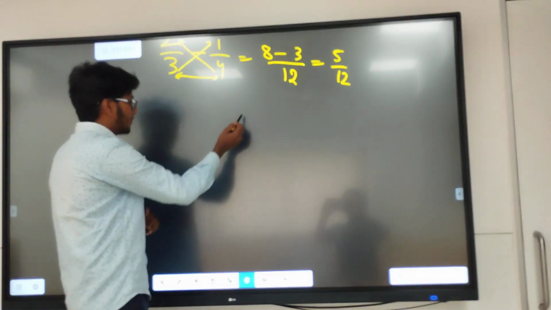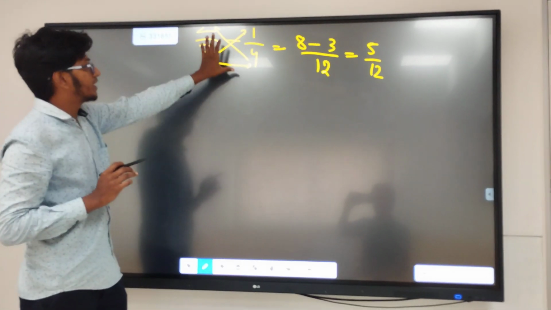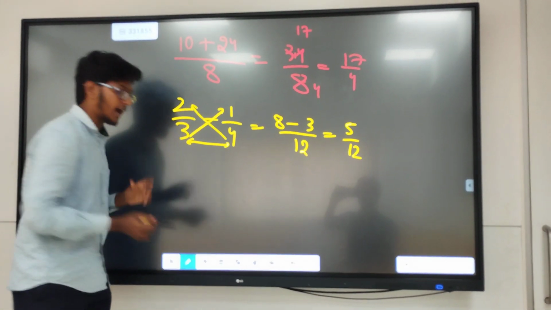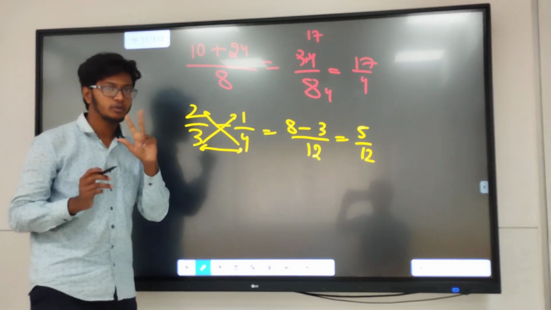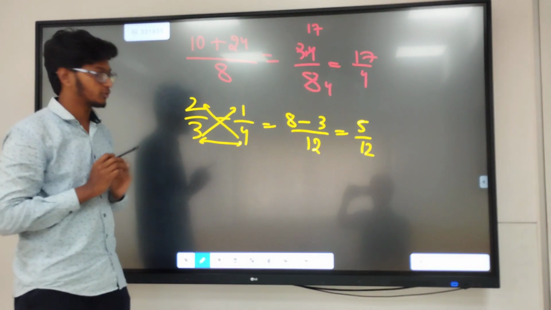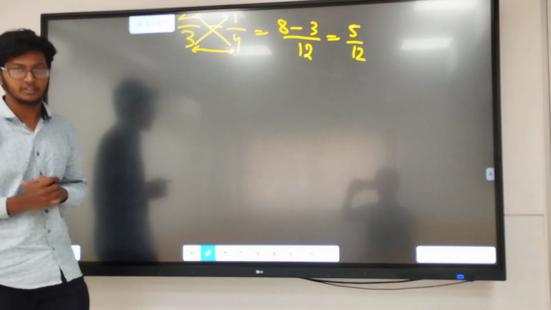One more method we have. The biggest drawback of this cross multiplication method is that at a time you can do just two numbers. You can do 2 to 3 numbers also, but it will be a bit tedious to do. So what I suggest is to follow one more simple method, which is called the LCM method.